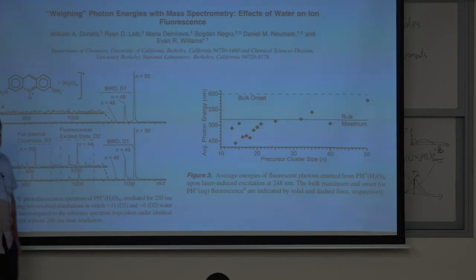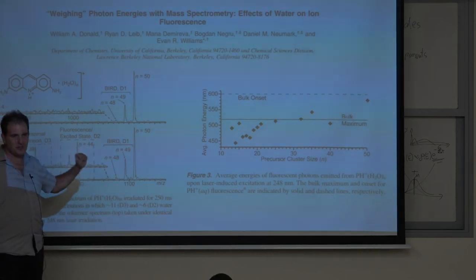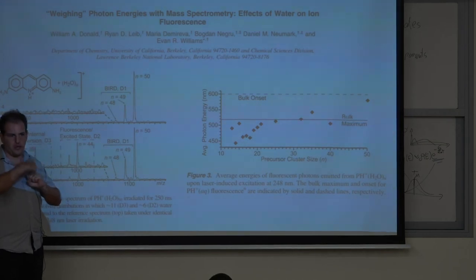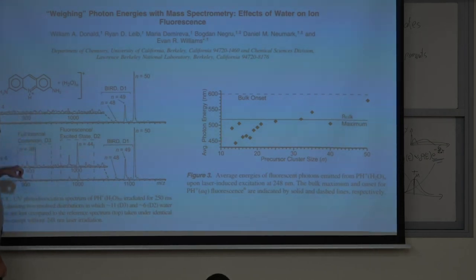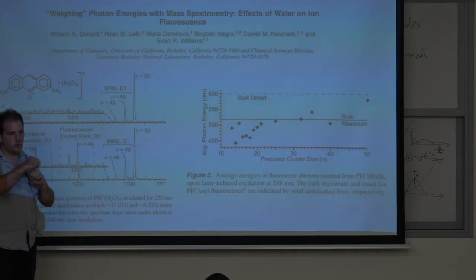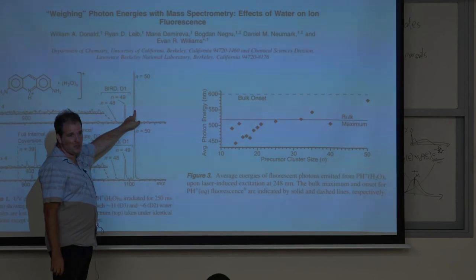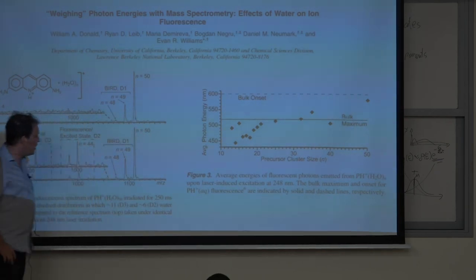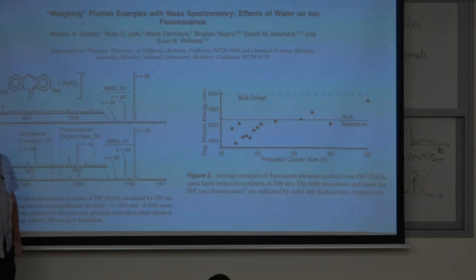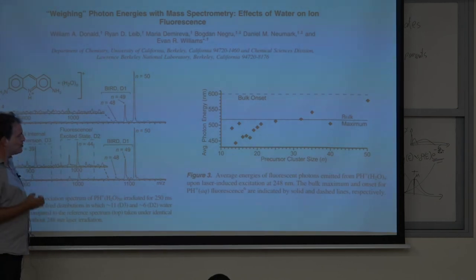So here's one of the classical experiments on measuring temperature by how many molecules are coming out. In this case, what they did is they made clusters that have this molecule inside, with many, many water molecules attached to it. In this case, they had 50 water molecules attached to it. And they had a very controversial name for their paper. They said what they're doing is weighing photon energies. Okay, I'll tell you why they use this concept of weighing.